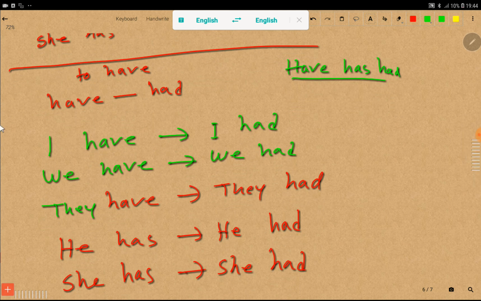Let us come to this thing. The past form of have is had, right? Look at here. I have. The past form of this is I had. We have, we had. They have, they had. He has, he had. She has, she had. That is, when we are going to make a sentence with past tense, we will use had for all the persons, first person, second person, or third person, right? So this is very easy to remember.